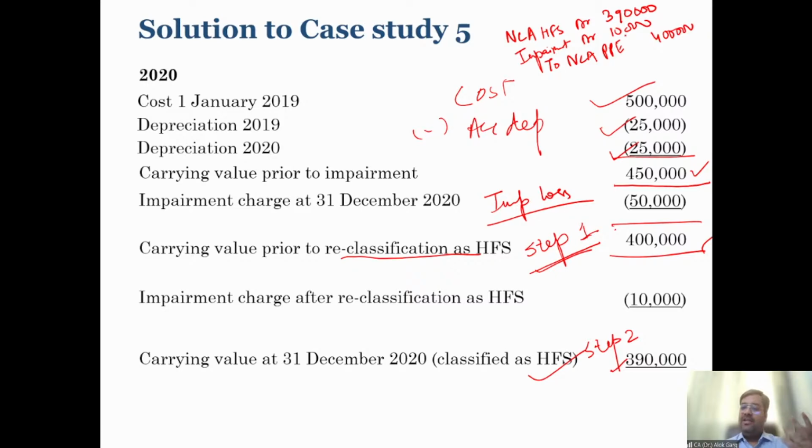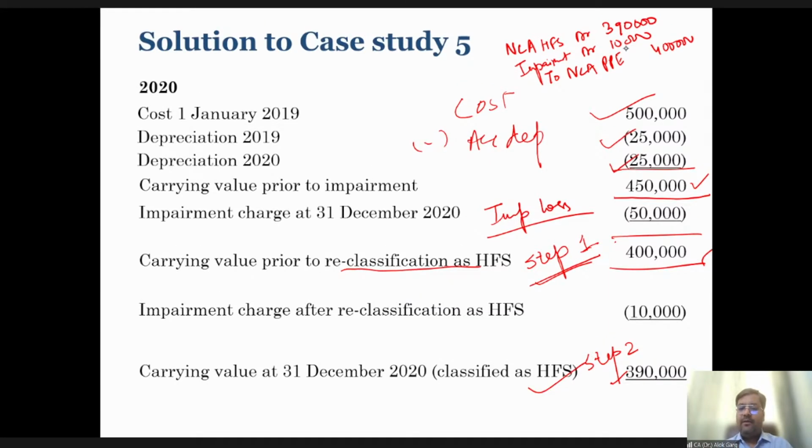Otherwise the initial entry was PP account debit to bank, credit to accumulated depreciation, then your impairment loss again to your PP, right? So 4 lakh is carrying value as per Ind AS 16. Accounting entry as per Ind AS 105 needs to be passed on the date of classification as held for sale. The accounting entry would be HFS debit, impairment debit, to PP, right?